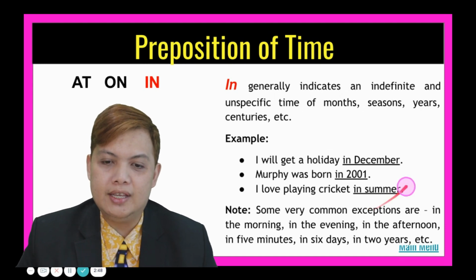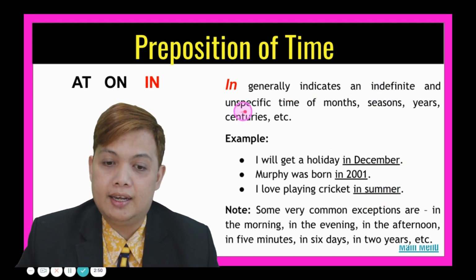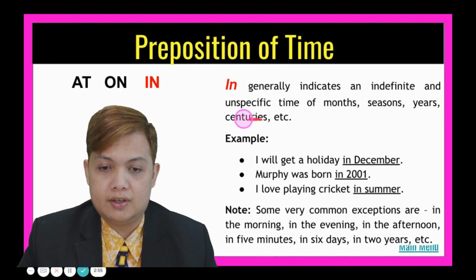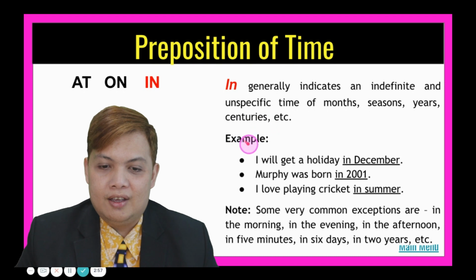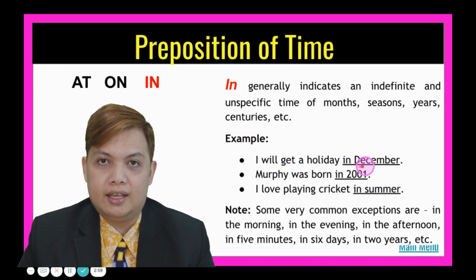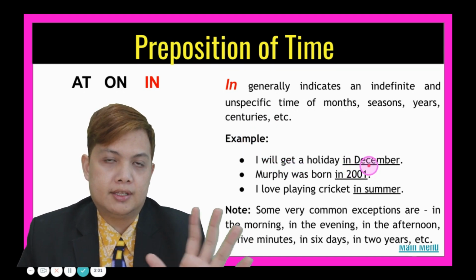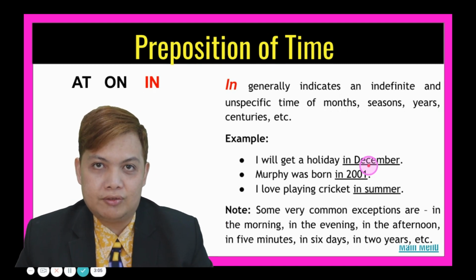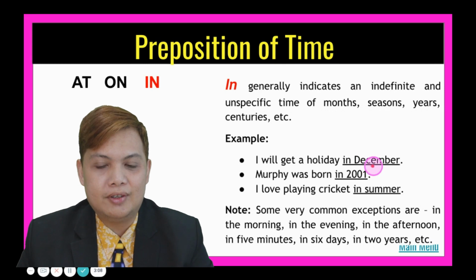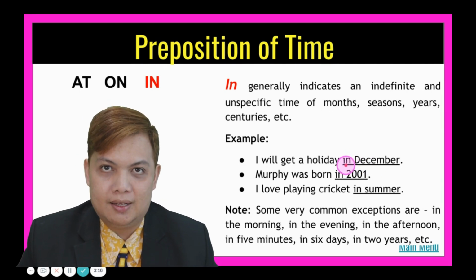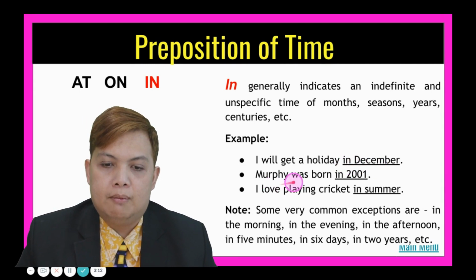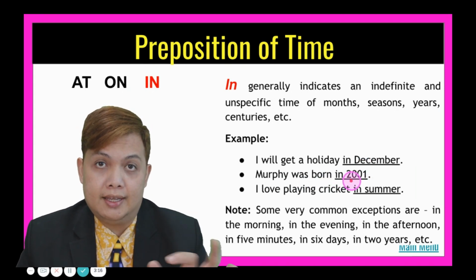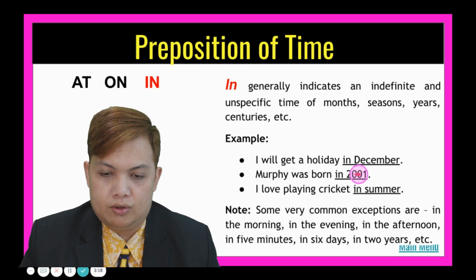In generally indicates an indefinite and unspecific time of months, seasons, years, centuries, and so on. For example, I will get a holiday in December. If you're not sure which day of the week or date of the month, you can use in December, followed by the month. Murphy was born in 2001. We're not talking about the specific day and date, so we use in right over here.